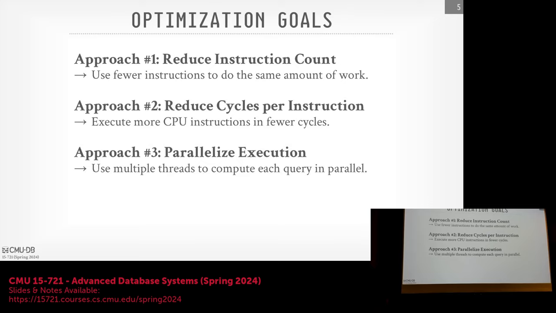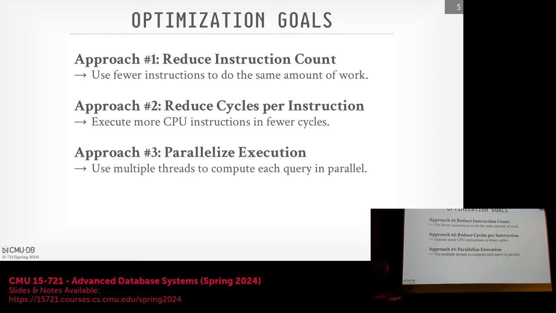So, at a high level, optimization goals are going to be the following three things. In order to get queries to run fast, the most obvious thing we can do is just reduce the number of instructions we have to use to execute it. We want to use fewer instructions on the CPU to run the same amount of work. The compiler can help a little bit. If you pass in the O2 flag, I don't know what the equivalent is in Rust, but you pass O2 in GCC and Clang, it'll be more aggressive in trying to optimize things so that you'll get fewer instructions.